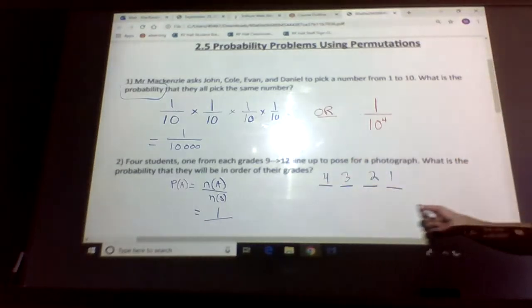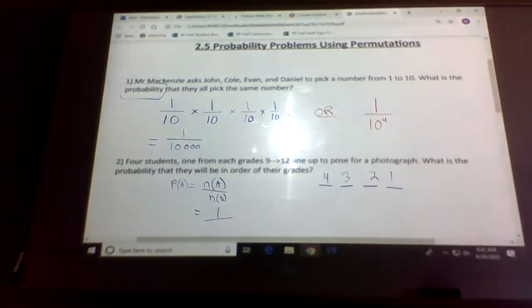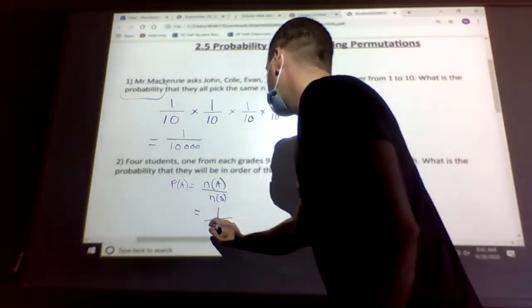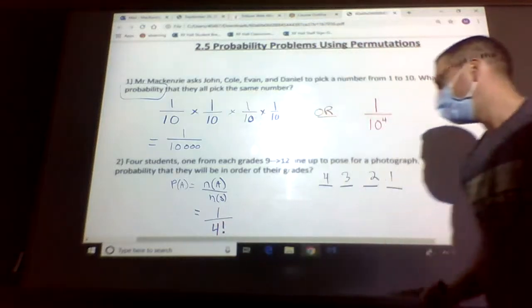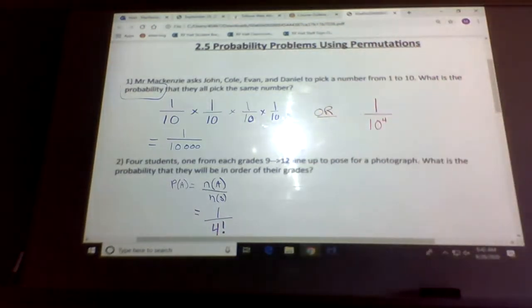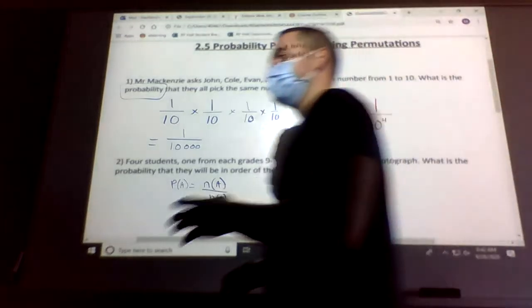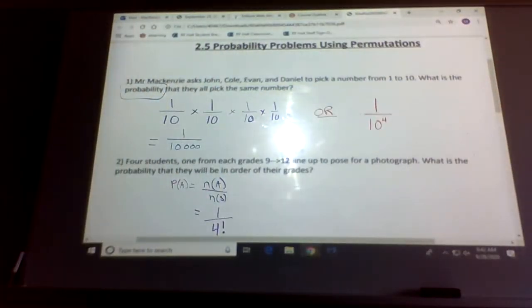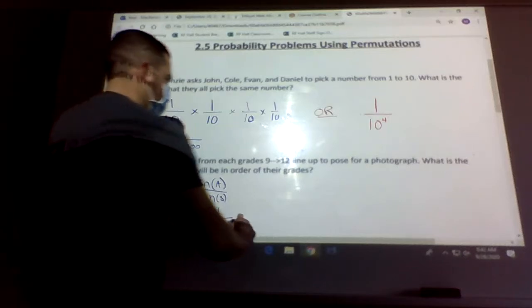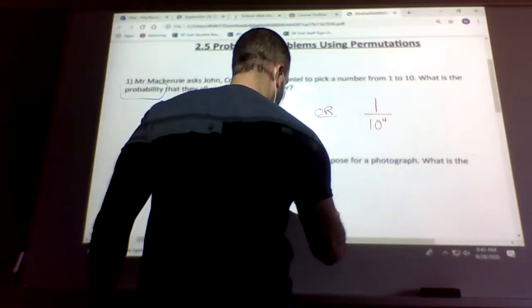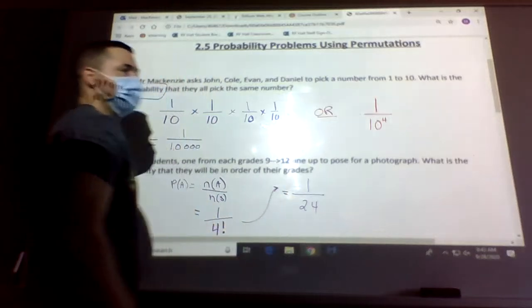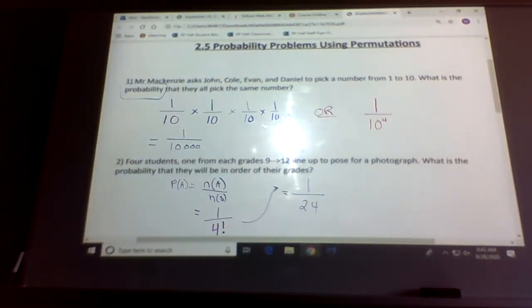How do I simplify this? 4 factorial. Good. So it's one way to be in order, and in the bottom, since it's in a line, it's always going to be that number factorial. So 4 factorial, which gives us 1 over 24. You can leave that as that, or you can convert to decimal or percentage.